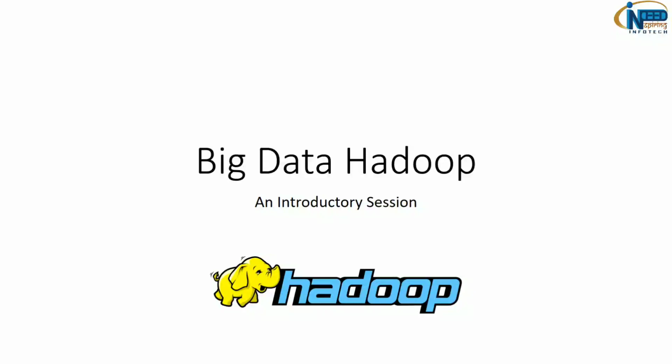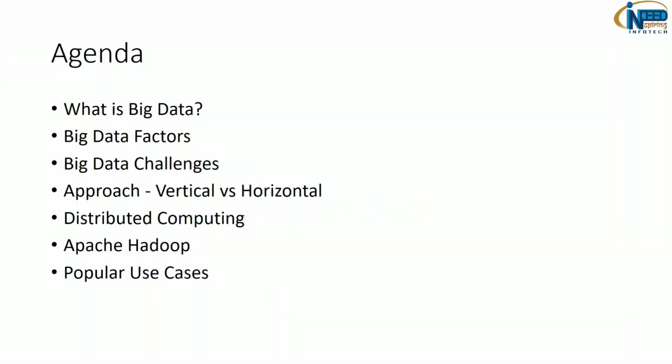So we are going to discuss Big Data Hadoop. This is an introductory section. The agenda would be: we will be discussing big data, the factors of big data, the challenges and opportunities we can have with big data, approaches as a solution, the vertical approach and horizontal approach. We will discuss the concept of distributed computing, and then a solution, that is Apache Hadoop, and certain popular use cases.